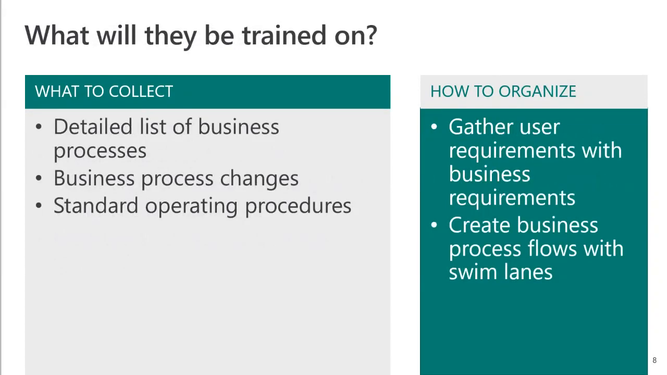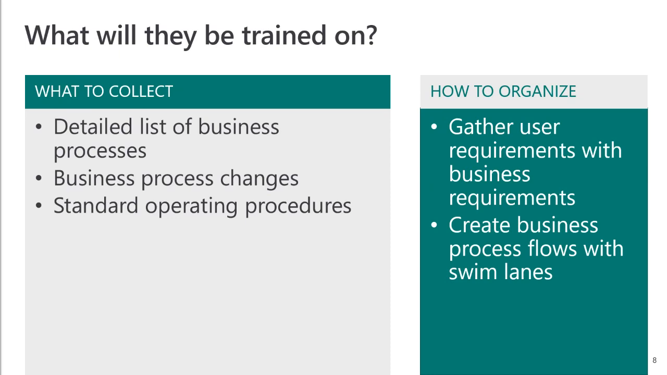So next, after you have identified who needs to be trained, you'll need to start thinking about what they're going to need to be trained on. So when we're starting to collect the information and gather those requirements, you're going to want a detailed list of those business processes. That list of business processes should map to the same list of business processes that are part of your requirements in either your business process modeler or in your Azure DevOps project.